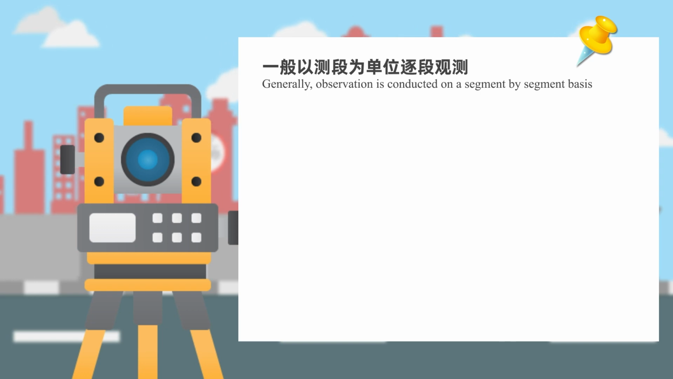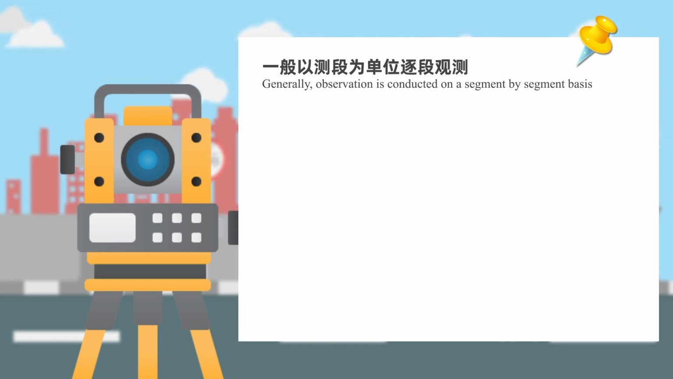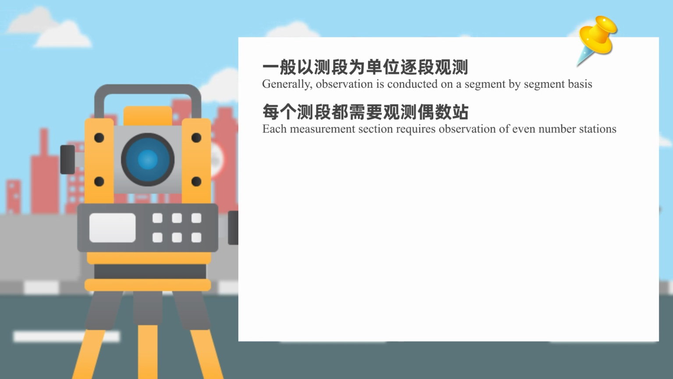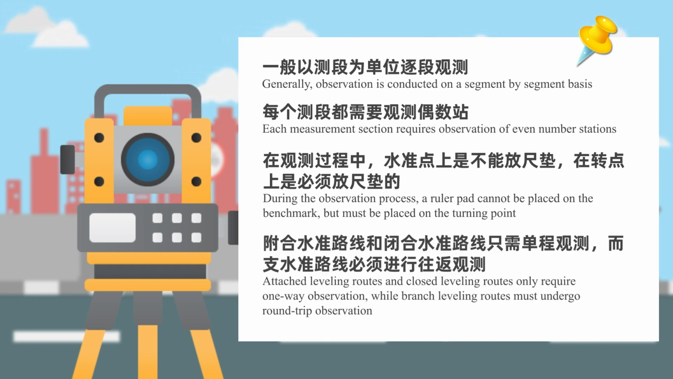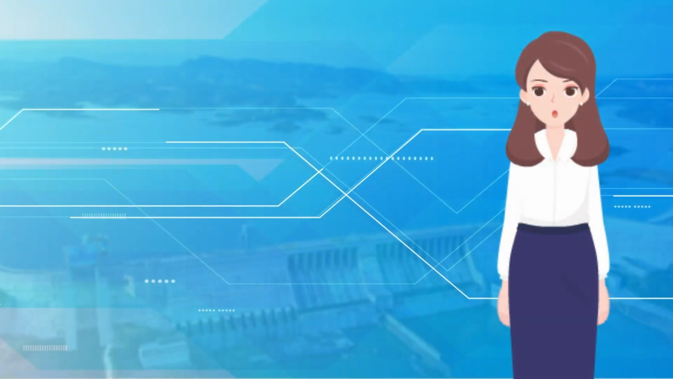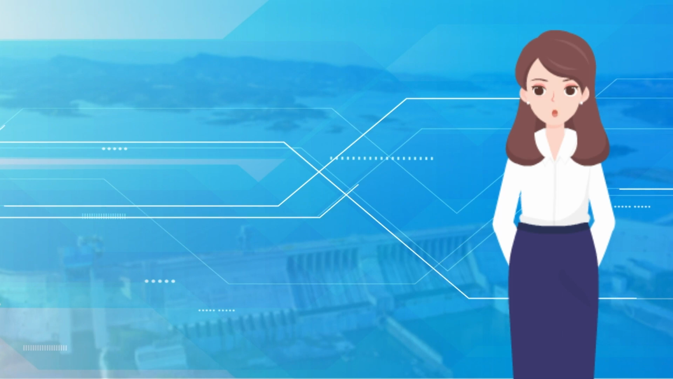1. Generally, observation is carried out step by step in units of measurement sections. 2. Each measurement section requires observation of even number of stations. 3. In the observation process, the leveling point cannot be put on the ruler pad, but the ruler pad must be put on the turning point. 4. The accessory leveling route and closed leveling route only need one-way observation, while the branch leveling route must be carried out round-trip observation. At this point, the whole content of this class has been explained.